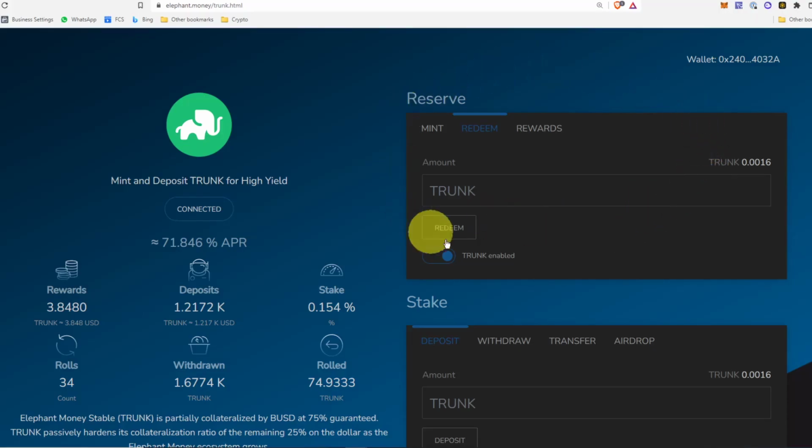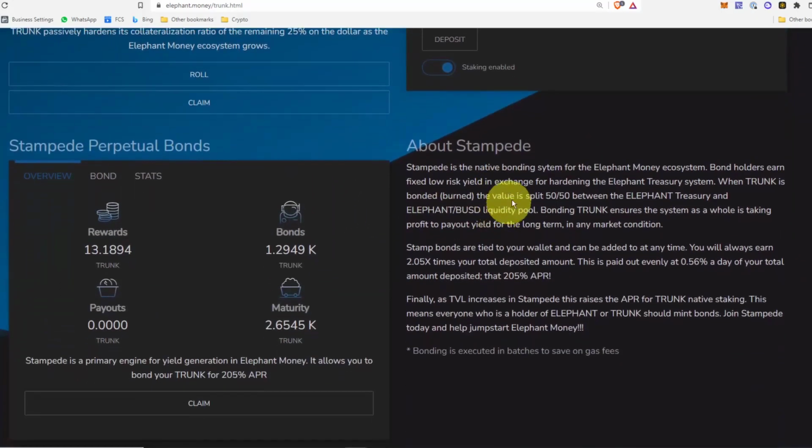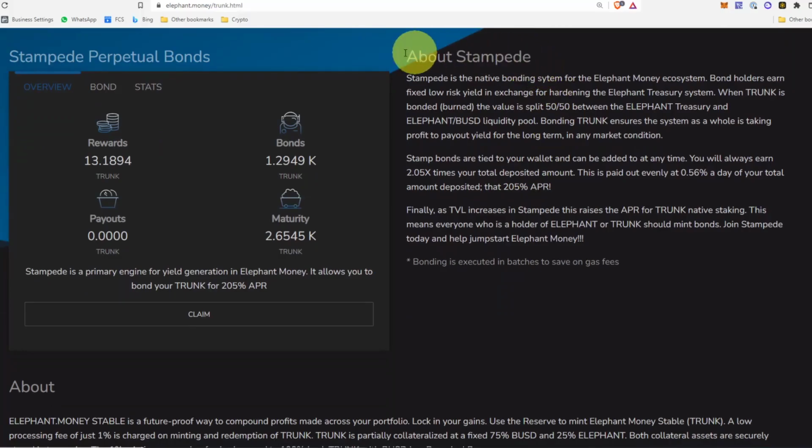Now, if you don't want it split up as BUSD and Elephant token, you can always take your Trunk to Pancake Swap and break it out into straight BUSD as another option as well. And in the future, there will be a Pancake Swap portal here to where you could just straight break it into BUSD.